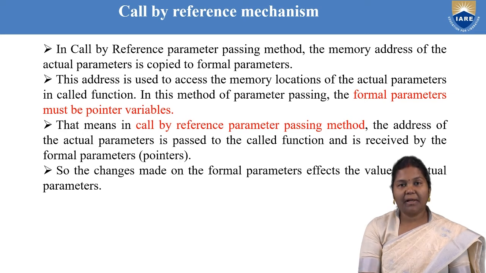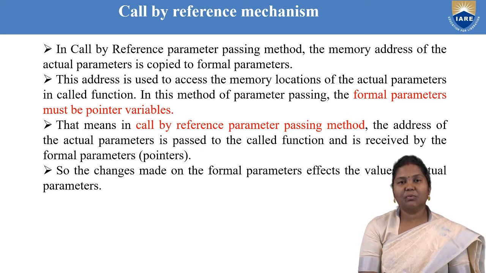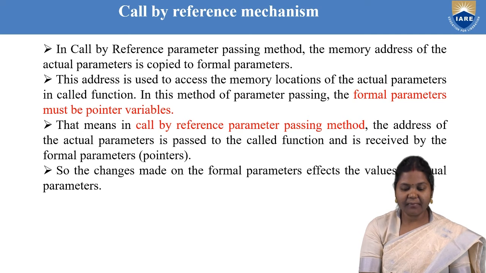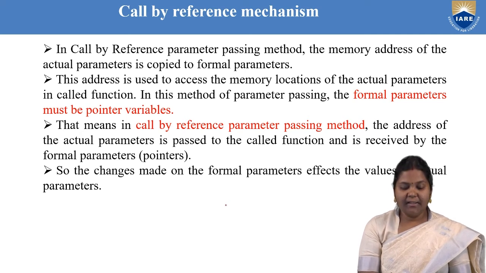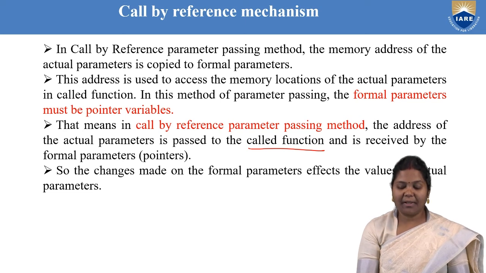In this method of parameter passing, the formal parameters must be pointer variables because you are passing the address of the actual parameters. To store the address of the actual parameters in the formal parameters, you need to declare pointer variables, because pointer variables normally store the addresses of other variables. So in call by reference, the address of the actual parameters is passed to the called function and is received by the formal parameters through pointers. Whatever changes you make to the formal parameters actually affect the actual parameters.